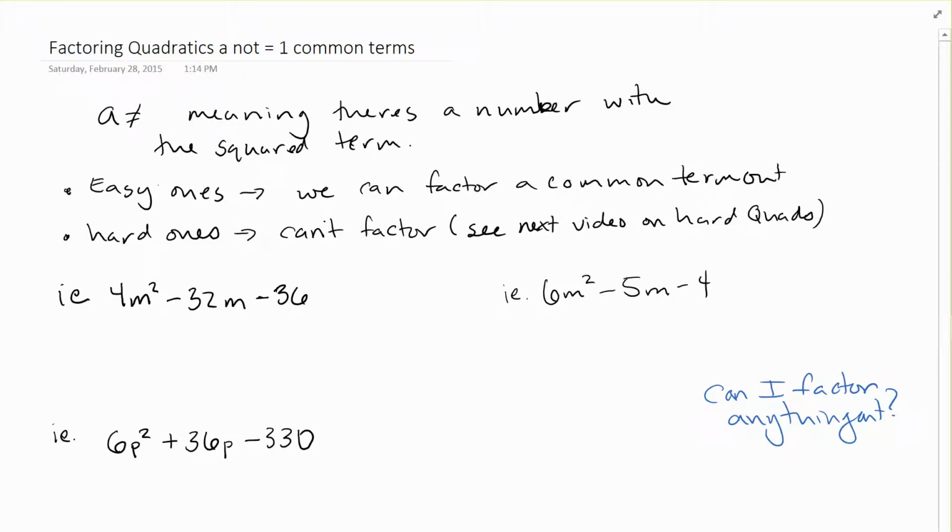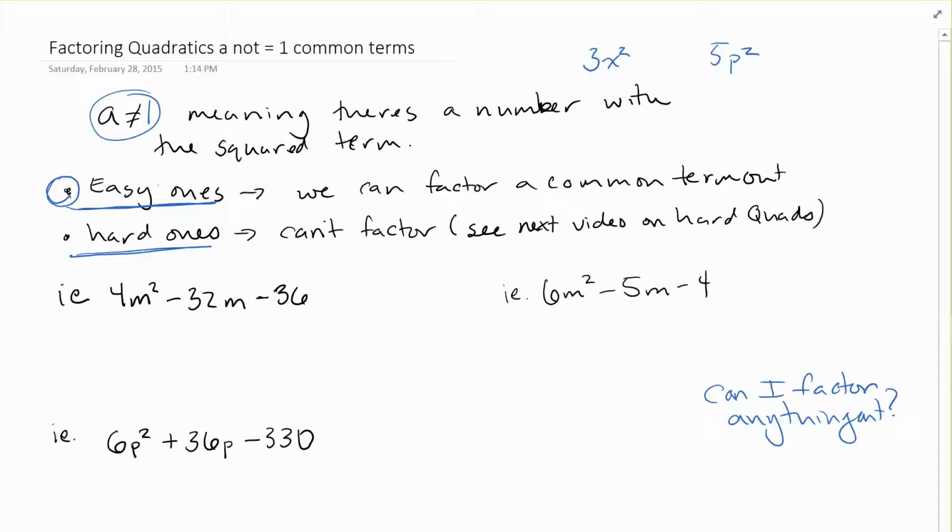So factoring quadratics when you see a number at the front with the x squared, and that's what I mean by a not equal to 1, is that you're going to have something like a 3x squared or a 5p squared, some number with that squared term at the front. And there's two types. We have easy ones and we have hard ones. So in this video we're going to look at the easy ones, where in this case we'll actually have a common factor we can take out.